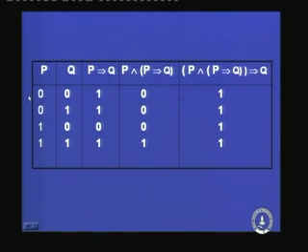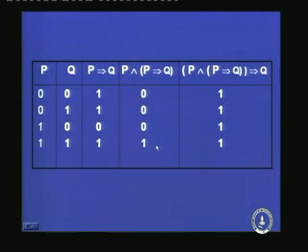Considering the truth table for modus ponens, we have 4 possible assignments for P and Q. So we have 4 rows and we have written down the 4 possible values. P implies Q, this is the truth value, this we also know. Now P and P implies Q will be true only when P is true and P implies Q is also true. So you find that the truth value for this is 0 in these 3 cases and 1 in this case.